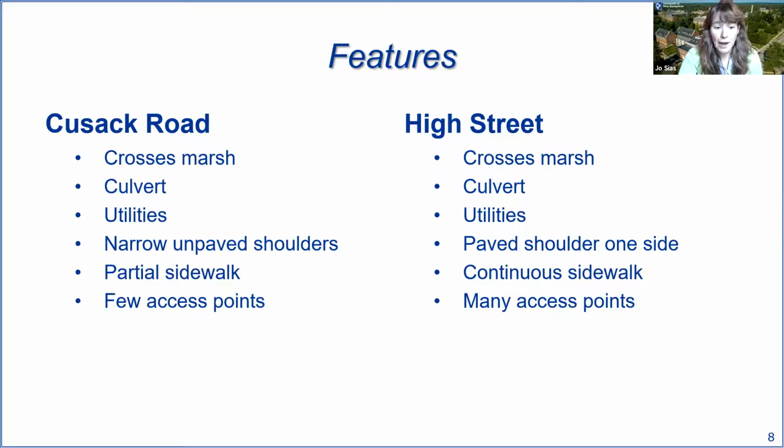On Cusack Road, there's few access points, and those are limited really on the east side and the west side of the segment, whereas High Street has access points, driveways along the entire segment. Also, High Street is a primary route, so has increased traffic volumes and probably loads as compared to Cusack Road.